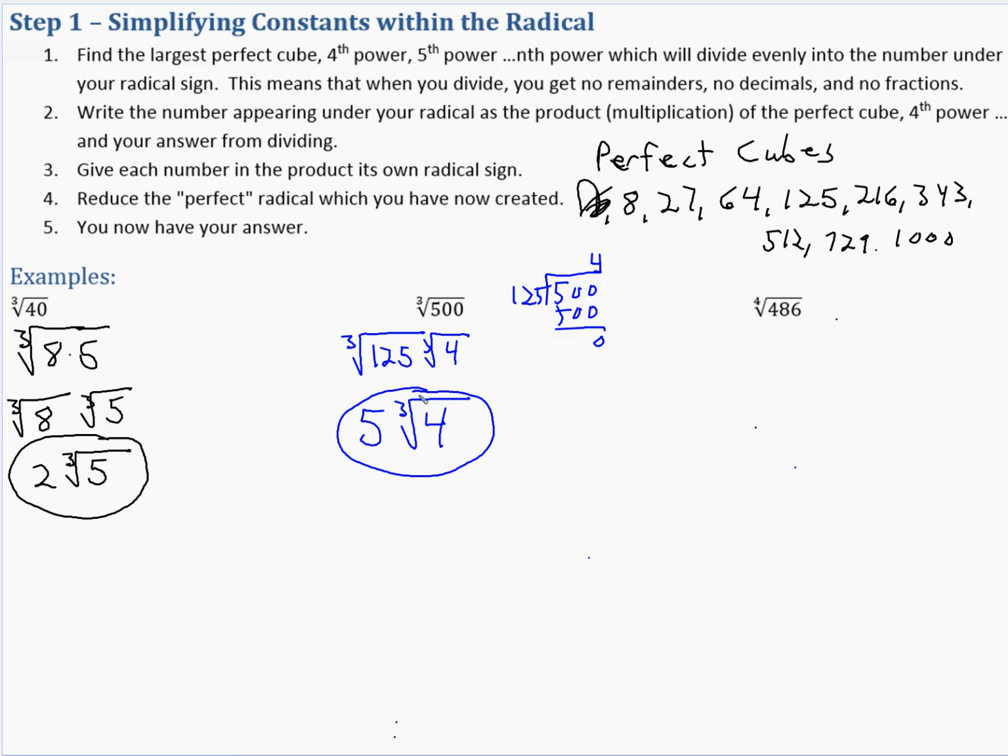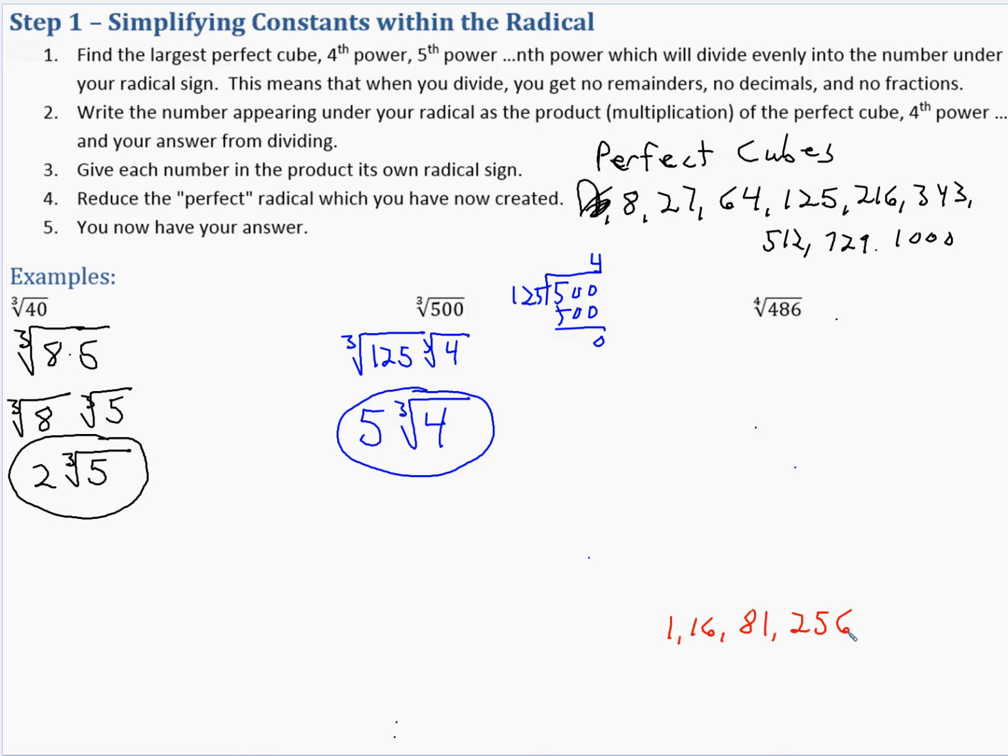Our next one is a fourth root. And so it helps to be somewhat familiar with perfect fourth powers. We won't go real far with this one, but obviously 1 to the 4th is 1. 2 to the 4th is 16. 3 to the 4th is 81. 4 to the 4th is 256.